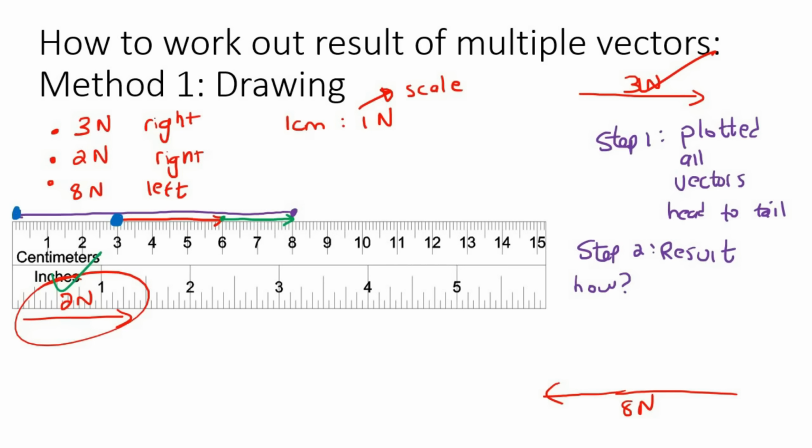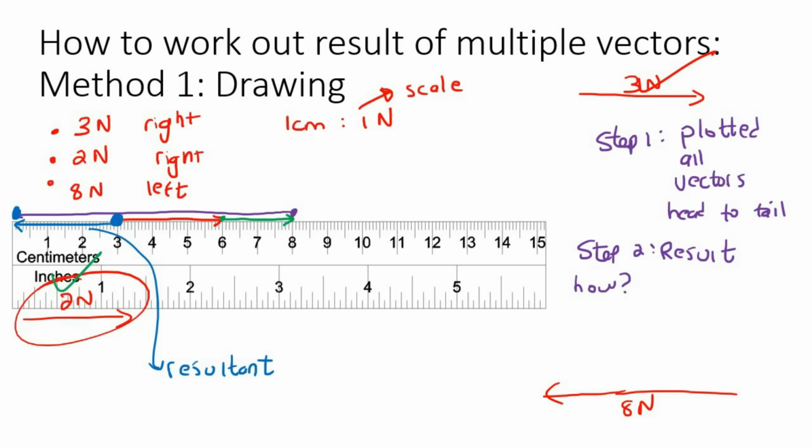Then connect from the tail to the head, so it'll go in this direction, like that. That blue one that I've just drawn is the result. It's called the resultant. I'll give you another practice example after this one, because I know it might be a bit weird at the moment. But what we now see is that the resultant is 3 centimeters long. Can you see that?